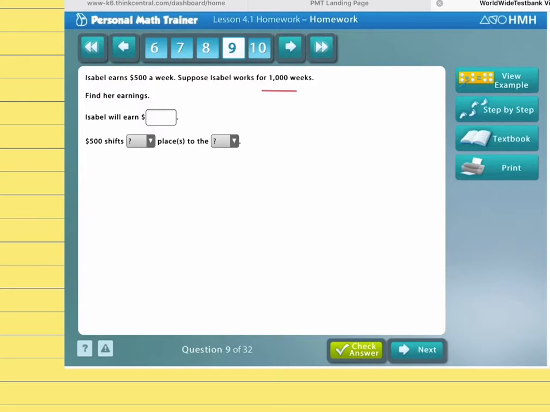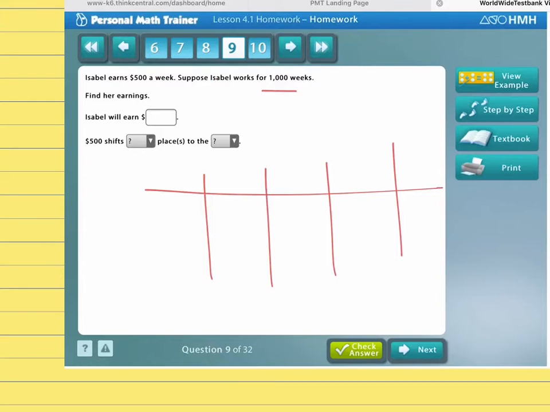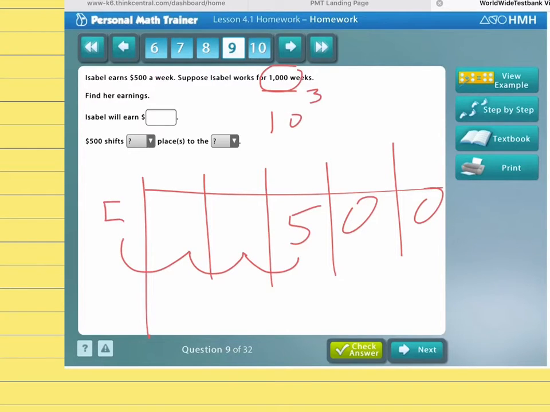Same problem here. It's a triple shift, so just get used to drawing the place value chart. You have 500, and it's times 1,000. Notice that 1,000 is 10 to the third power, so it's a triple shift. The 5 shifts over once, twice, three times, and right there, so the 5 goes there. So Isabel will earn 500 times 1,000, which will be 500,000.